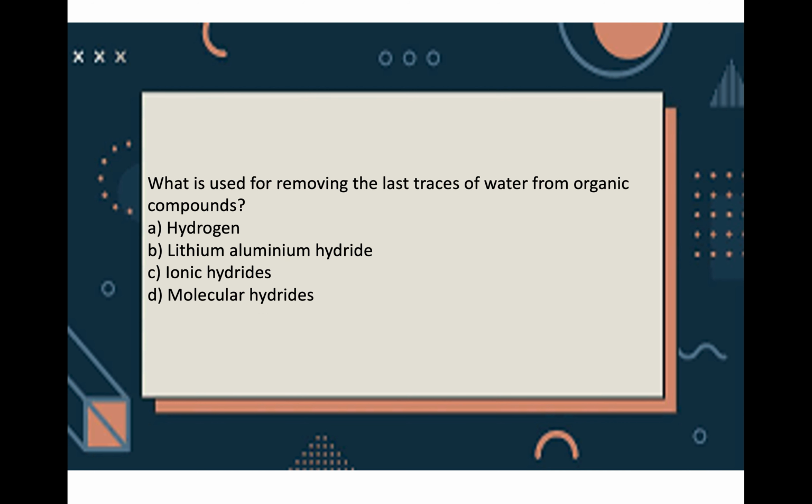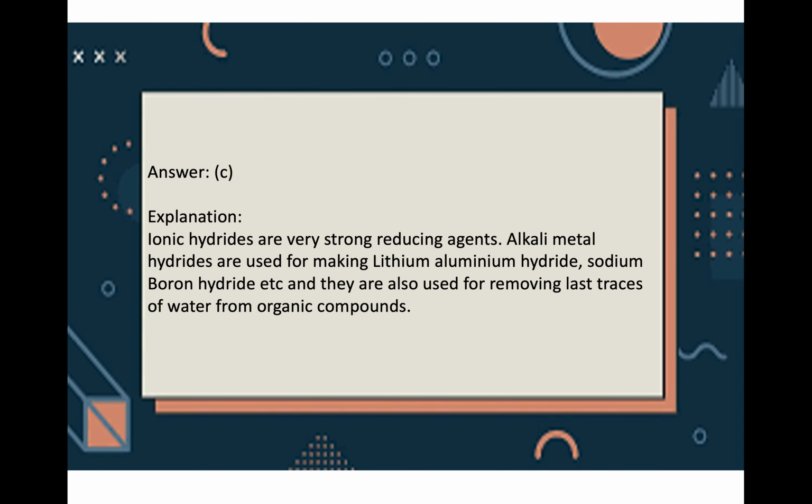Next question is, what is used for removing the last traces of water from organic compounds? How can we remove traces of water from organic compounds? So what is it that we use for removing water? A. hydrogen, B. lithium aluminum hydride, C. ionic hydrides and D. molecular hydride. The choice is C, ionic hydride. These ionic hydrides are extremely strong reducing agents. Normally alkali metal hydrides are used for making lithium aluminum hydride, sodium boron hydride, etc. Also they are used to remove last traces of water from organic compounds.